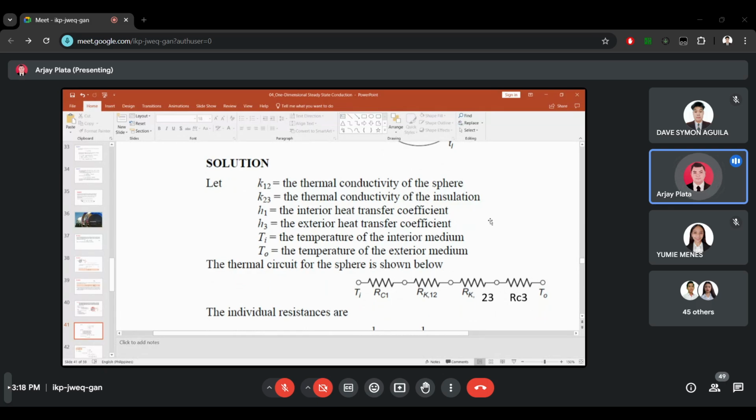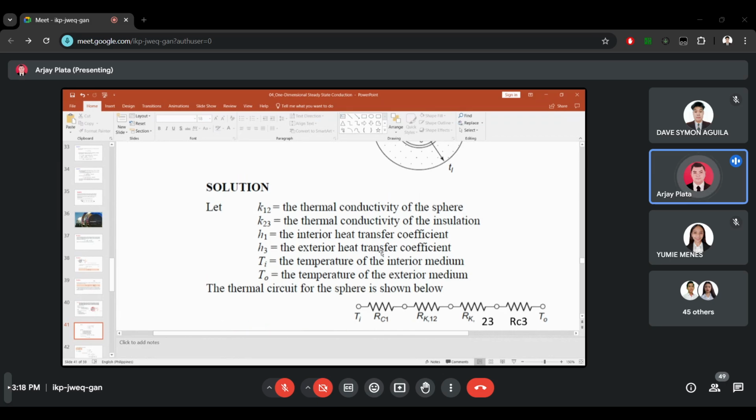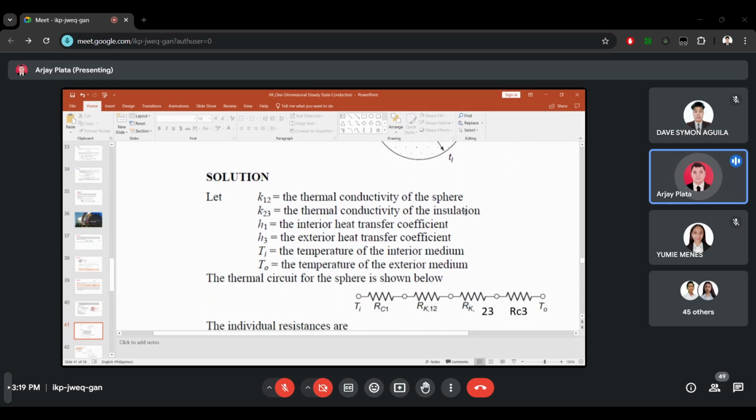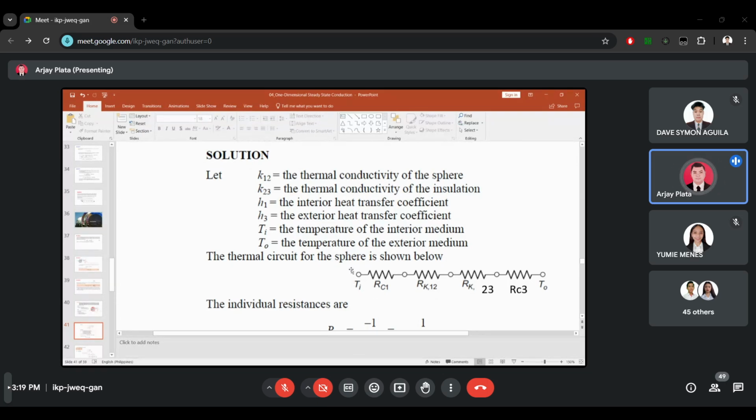Thermal circuit. We have to provide a thermal circuit for every problem that you will solve. This is one of the most important parts of the schematic diagram. From Ti going to To, from the temperature of our source, the temperature of the steam inside, going to the temperature of the air, there is a heat transfer that occurs due to temperature difference, and the overall temperature difference is from Ti going to To.